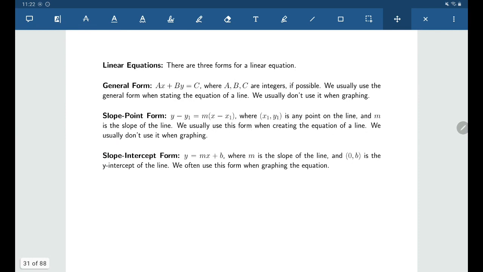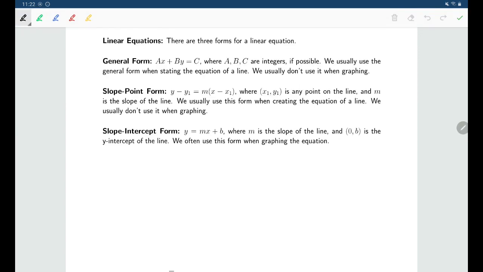Now, for linear equations, equations of straight lines, there are 3 forms that we have, and they all have their uses. The one that we usually use to give our final answer in is called general form. So this is x's and y's on one side, constants on the other. And if you can have all the coefficients being integers, then yes, please do. And that's the form that we usually give our final answers in. But unfortunately, that's not really a useful form for things like graphing, because here the coefficients, the a, the b, the c, they don't really tell us anything immediately obvious about what the line looks like.